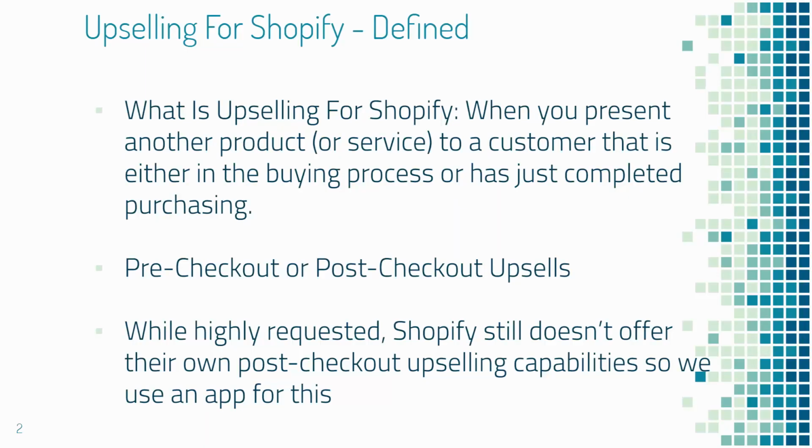So upselling in Shopify, basically, is when you present another product, or it could be a service, but let's just think we're selling, let's say, print-on-demand products. When you present another product to a customer that is either in the buying process or has just completed purchasing. And I think that's a real important distinction to make, right? In the buying process, basically pre-checkout, or just completed purchasing, post-checkout. There's pre-checkout and post-checkout upsells, two different kinds. And you've probably seen a lot of different implementations of both types across Shopify stores and e-commerce stores.